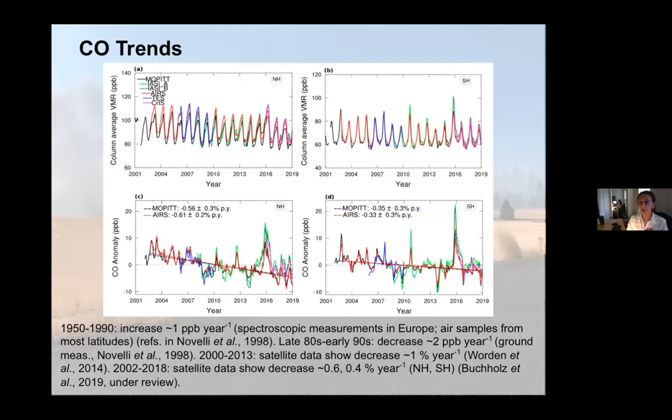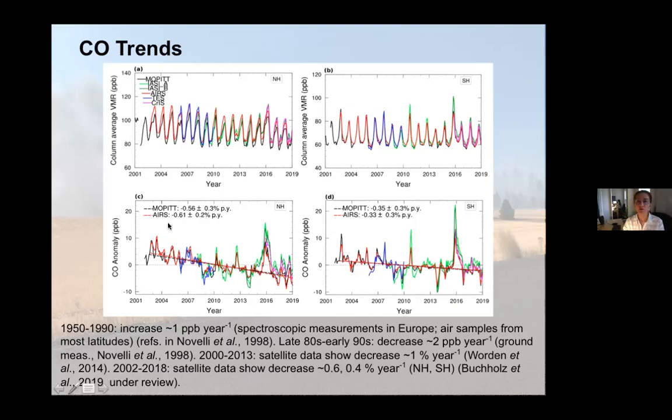And let's look at CO trends with MOPITT and other instruments. In these graphics, from work currently under review by Rebecca Buchholz, which is very nice work, she is looking at CO as measured from all satellite instruments operating in the thermal infrared. So you have MOPITT, IASI A and B, AIRS, TES, and CrIS. And they agree very nicely.